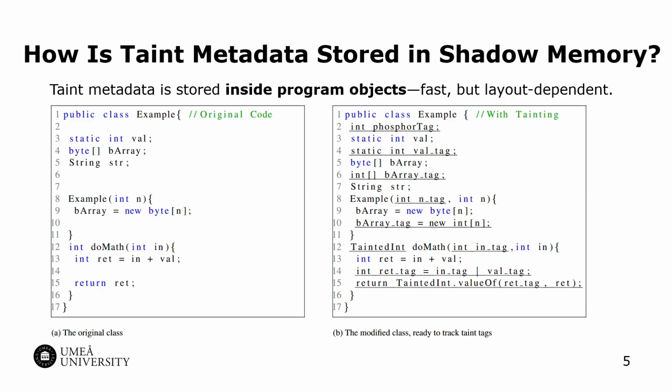Look at this example. It's code provided by Phosphor. On the left, you see the original class. On the right is the transformed version after Phosphor instrumentation. Every value is paired with a tag field, and taint is propagated explicitly through tag arithmetic. This works well in practice, but only as long as no one tampers with the object layout.